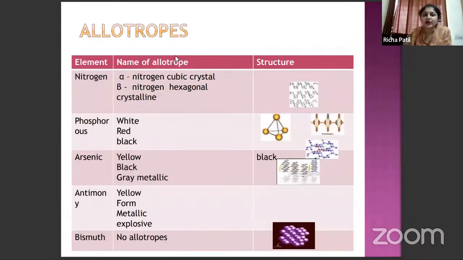What are the different allotropes of group 15? Nitrogen has alpha nitrogen, which is cubic in structure, and beta nitrogen, which is hexagonal crystalline. Phosphorus allotropes are white phosphorus, red phosphorus, and black phosphorus. Arsenic has yellow, black, and gray metallic forms. Antimony has a yellow form, a metallic form, and an explosive form. Bismuth does not have allotropes.